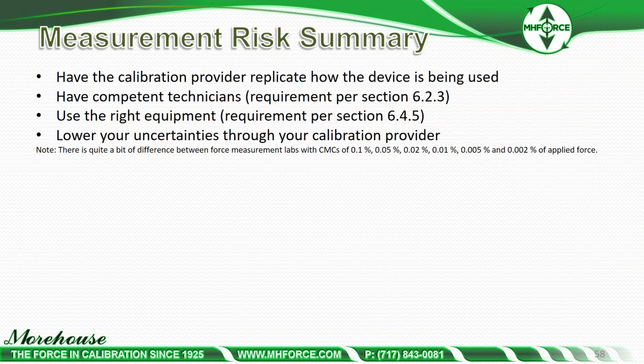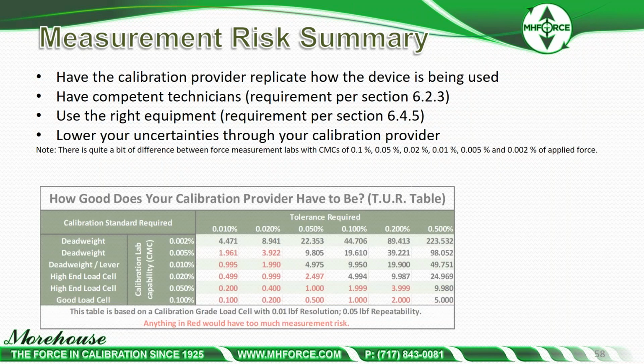So some things to summarize measurement risk: have the calibration provider replicate how the device is being used. Very, very important, probably the most critical. The next step is, have competent technicians. They're all important. Use the right calibration provider, but competent technicians meets a requirement per 6.2.3 of the new standard. Use the right equipment, requirement per 6.4.5. Lower your uncertainties through your calibration provider.